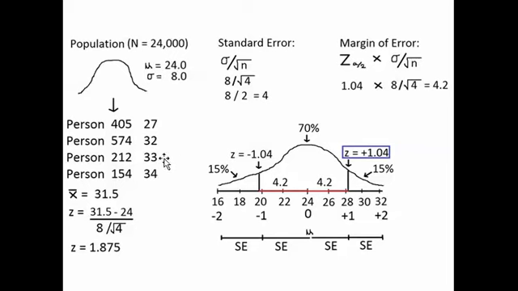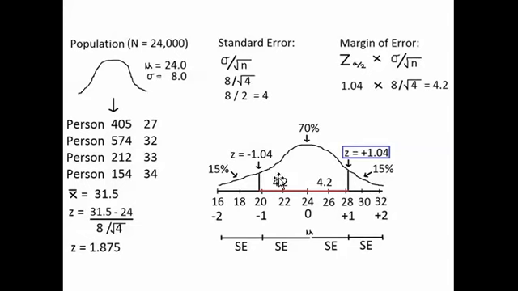First, it's telling us that if we randomly select a sample of 4 people from this population and record their ages, 70% of the possible samples that we could select would have a sample mean that's within 4.2 of the population mean in this middle area. 15% of the possible samples that we could select would have a sample mean out here, more than 4.2 below the population mean, and 15% of the possible samples that we could select would have a sample mean out here, more than 4.2 above the population mean.